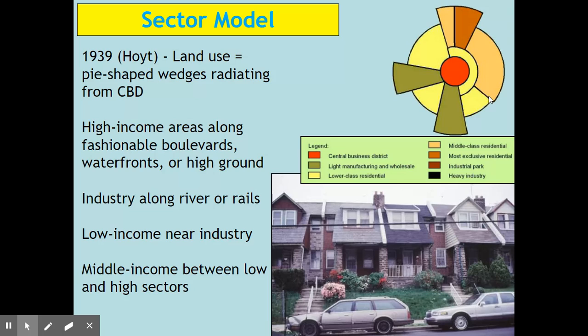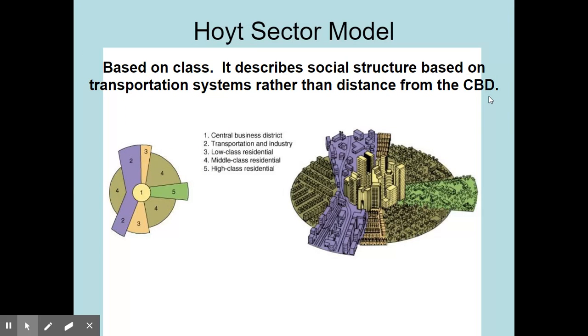But Hoyt noticed that the way that cities were developing definitely was based on property value. And so in his analysis, he saw some positives and some negatives, but definitely this is a sector model based on class and the amount of money that you have to live where you want. Like if you have money for high class or middle class or the low class.